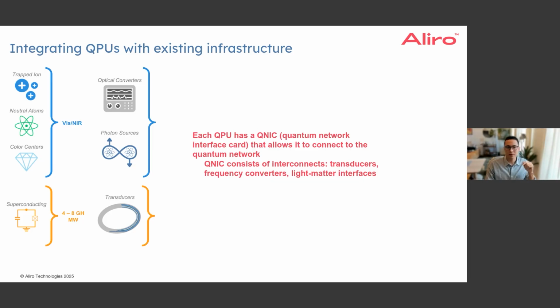We also have the notion of potentially using photon sources themselves to carry out this interconnect process, especially dual wavelength sources that can spit out an entangled pair of photons, one of which is compatible with a certain QPU platform, and the other being more compatible with the optical quantum network. So different ways of building these network interface cards.